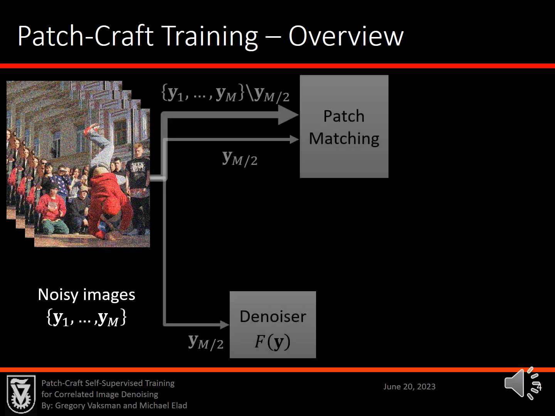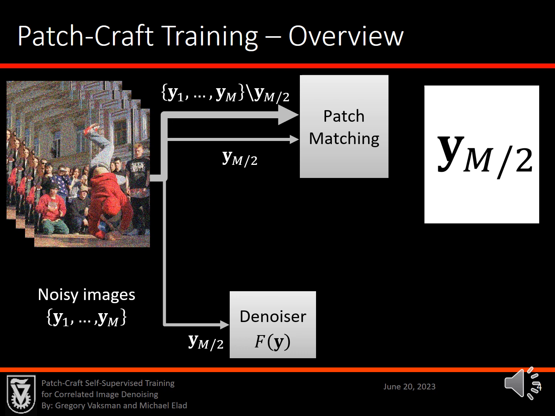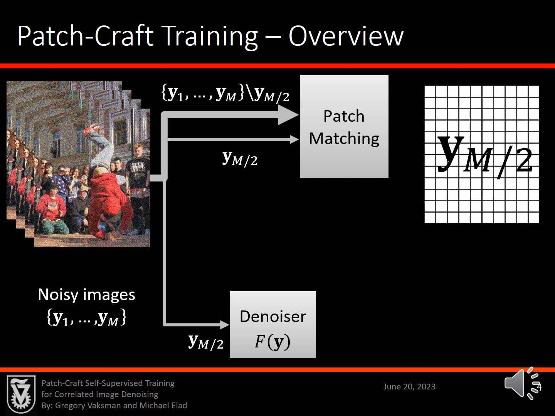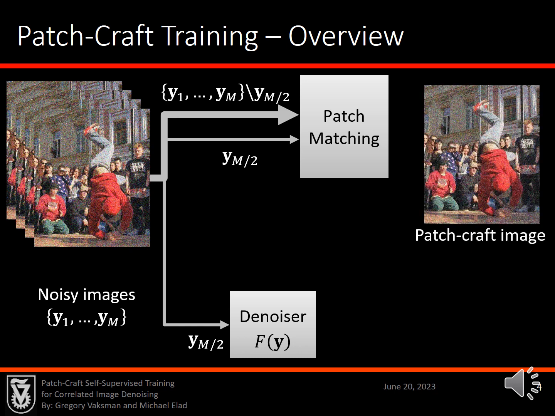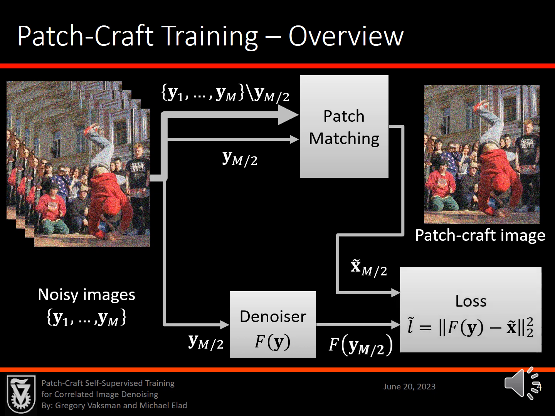We split the middle frame into patches of size p by p. For each patch, we find the most similar patch when searching in the rest of the frames of the sequence. We build a patchcraft frame by replacing the patches of the middle frame with the found neighbors. We repeat this process for all p-square possible splits, obtaining p-square patchcraft frames. We use the middle frame as input to the denoiser and randomly choose one of the obtained patchcraft frames to be the target image.